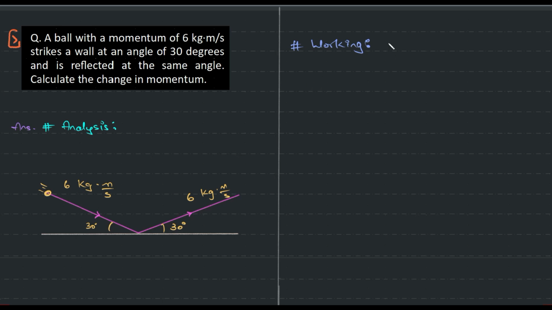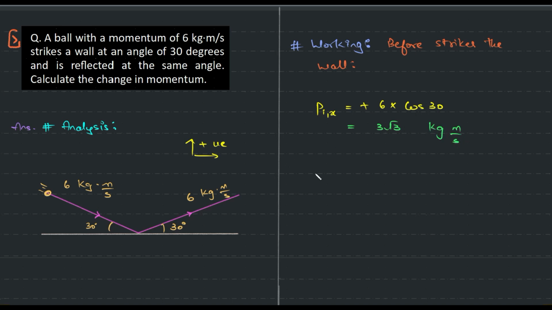So first I'll talk about before it strikes the wall. So we have P of i comma x, so momentum along the x-axis would be positive 6 into cos 30 degree, right? And cos 30 is root 3 by 2. So this will be 3 root 3. Okay, so that would be your x component, while your y component, since it's coming down, will be negative of 6 sine 30. Sine 30, correct. This will be minus 3 kg meter per second.